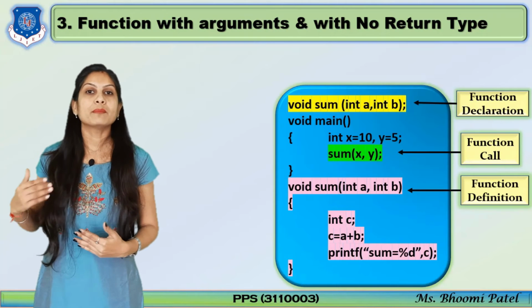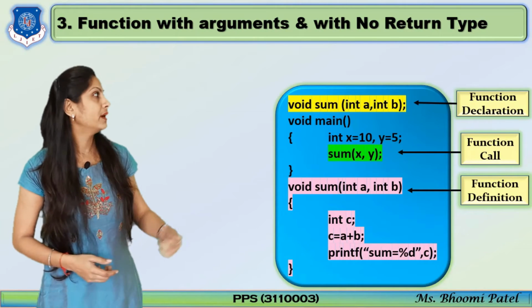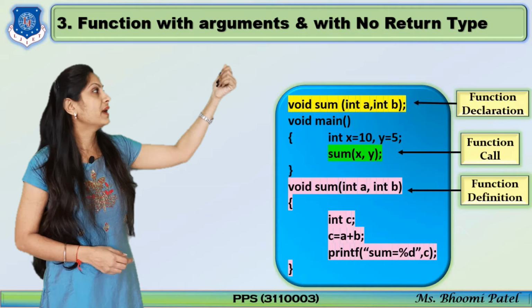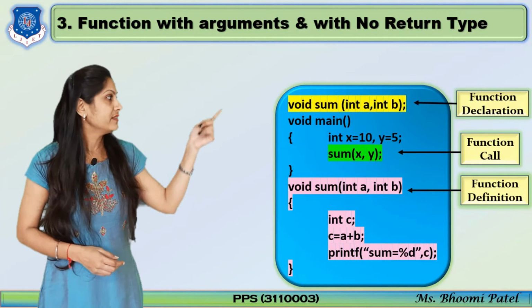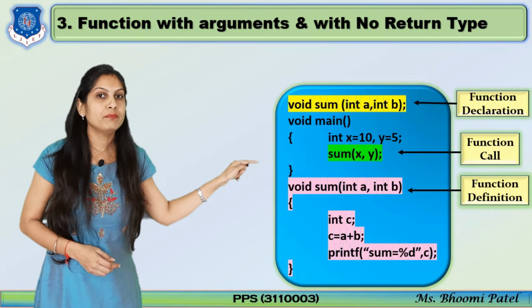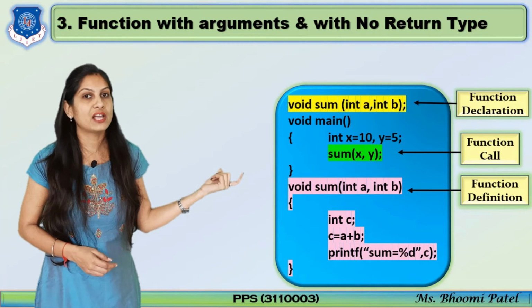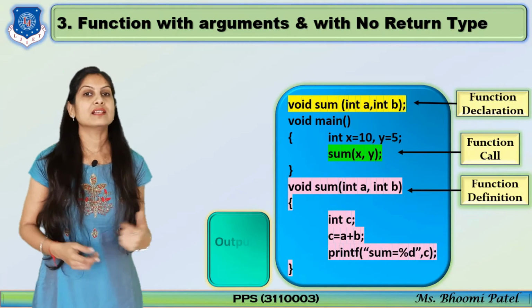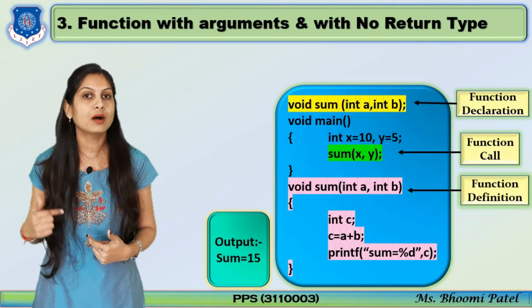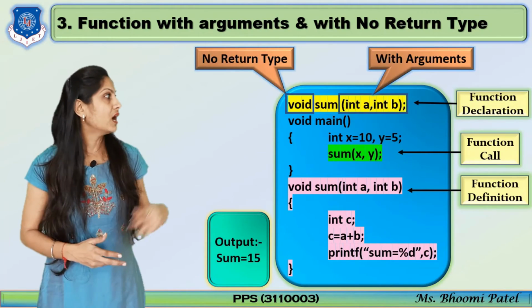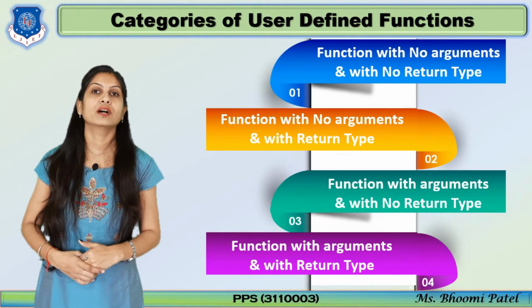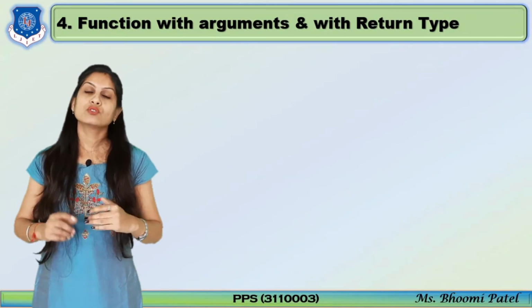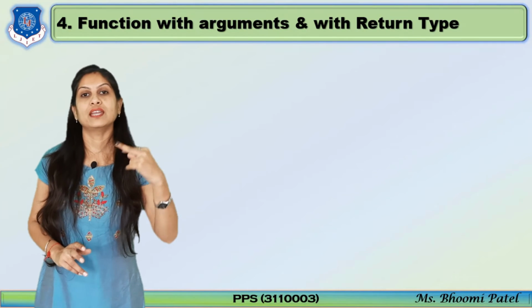So when this program is executed, what happened? The function call sum x y will be called with two values 10 and 5, and those values will be copied in a and b, and the addition of 10 and 5 will occur, and the final answer will be like sum equals 15. Now the last one is function with argument and function with return type. So it is nothing but the combination of second and third.